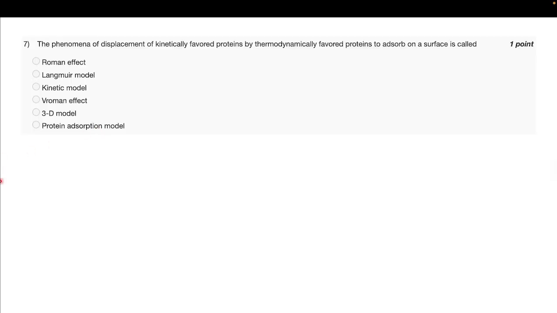Next is the phenomenon of displacement of kinetically favored proteins by thermodynamically favored proteins to adsorb on a surface, is called what? If you have understood and studied the protein absorption part in these lectures, this should be a pretty straightforward answer. Please let me know if anybody knows. If not, then we'll discuss.